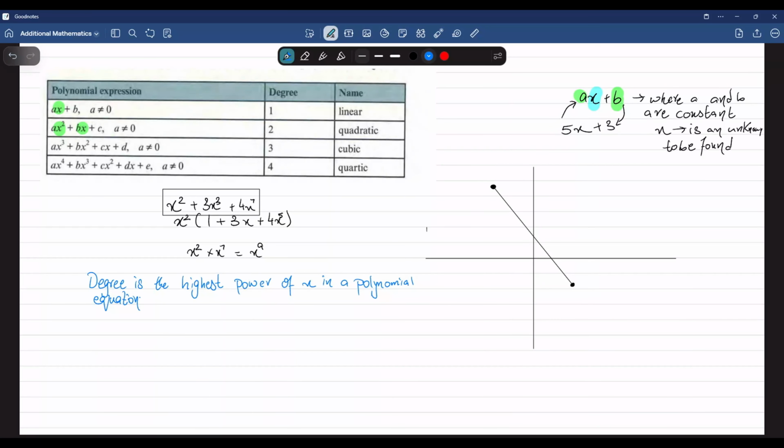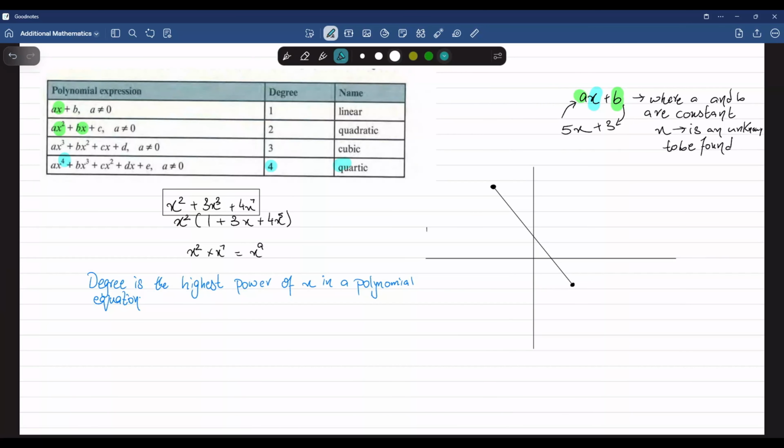And that means that whatever the greatest power of x will be in a polynomial equation will be called the degree. So for example, right now I have 4 here as the greatest power, as you can see. So this type of equation will have a degree of 4.